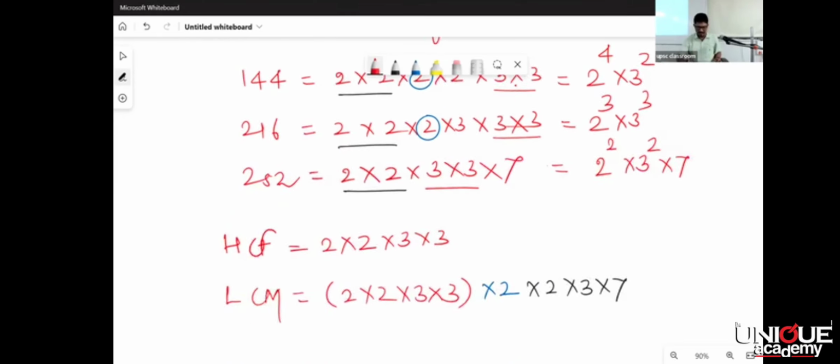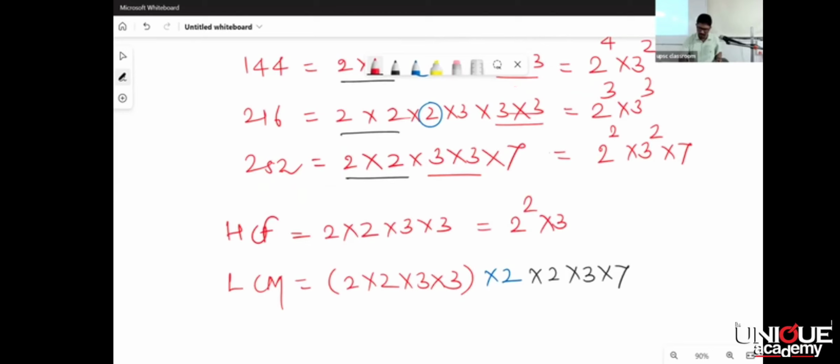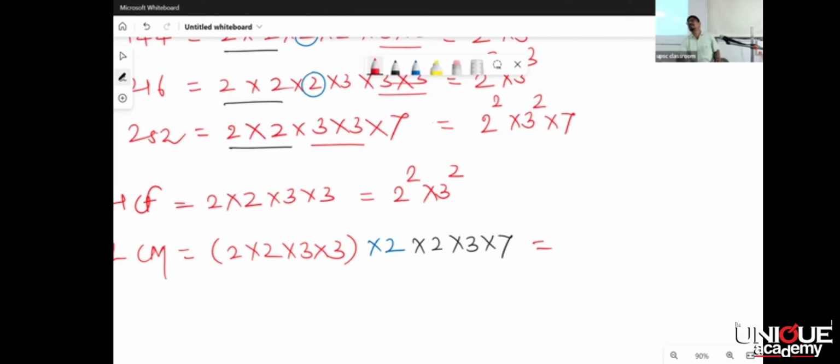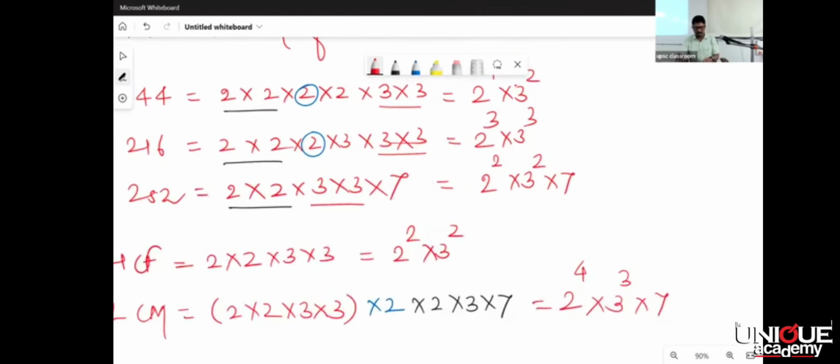Now the HCF has 2 square into 3 square, and for the LCM, how many times is 2 in the LCM? 4 times. Twice in the HCF, and then 2 is common in the first and second, and again another 2 is remaining only in the first. Okay, so 2 raised to 4. Then 3 is 3 times, and 7 is once. Now you can analyze these things.